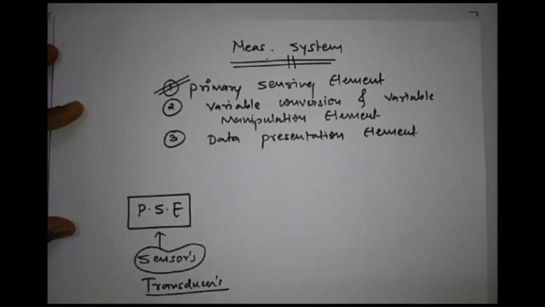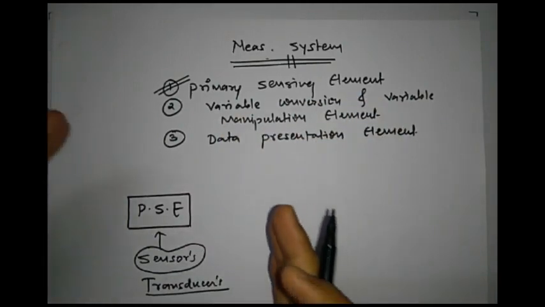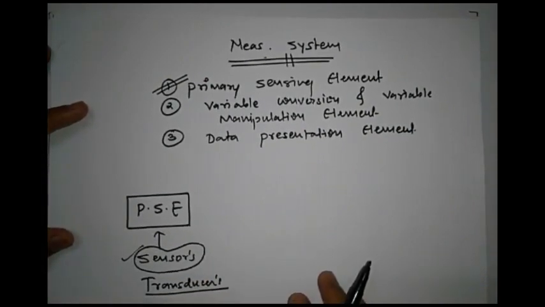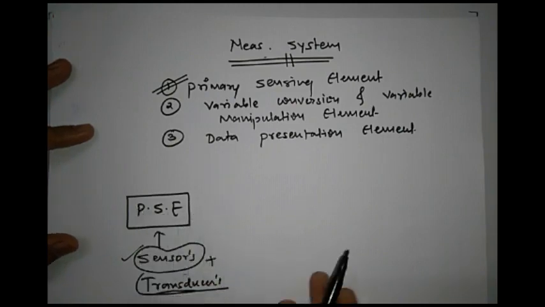So I can say that in the primary sensing element basically two sub elements are available. First one is the sensor, whose main function is to sense the value of the unknown quantity, and the output of the sensor, which is in some physical form, is converted into an electrical signal. That is done with the help of what? Transducer. So the combination of sensors and transducers is available in the primary sensing element.